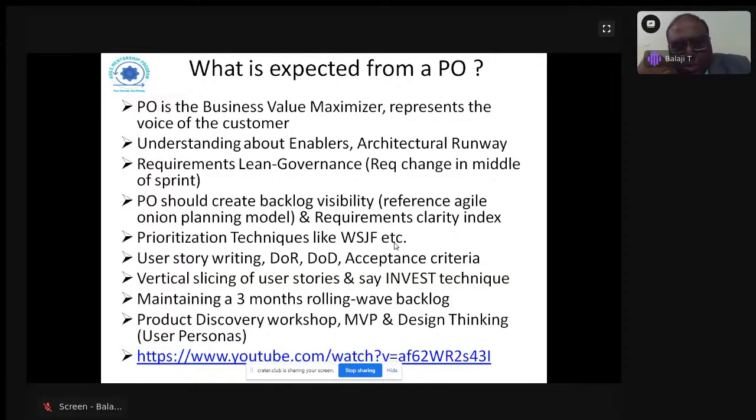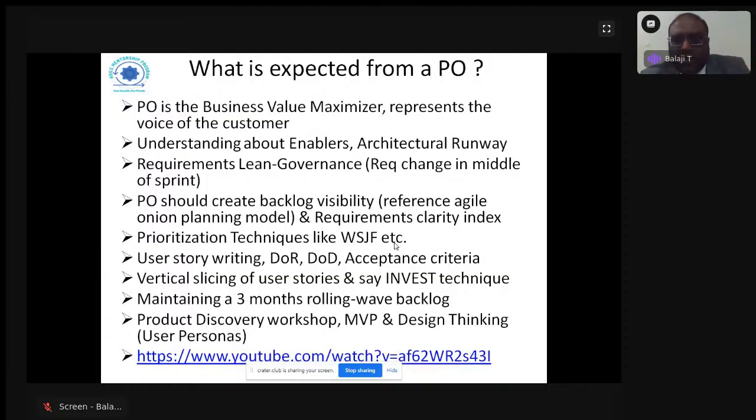Okay, it is a responsibility of the agile coach or the scrum master also to coach the product owner on all these aspects, and some kind of a prioritization technique, right? For example, weighted shortest job first. So product owner should also be aware of what you mean by a definition of ready, what you mean by definition of done, what is the difference between definition of done and acceptance criteria, what are all the techniques which are available in the market to do the prioritization, and how to vertically slice a user story.